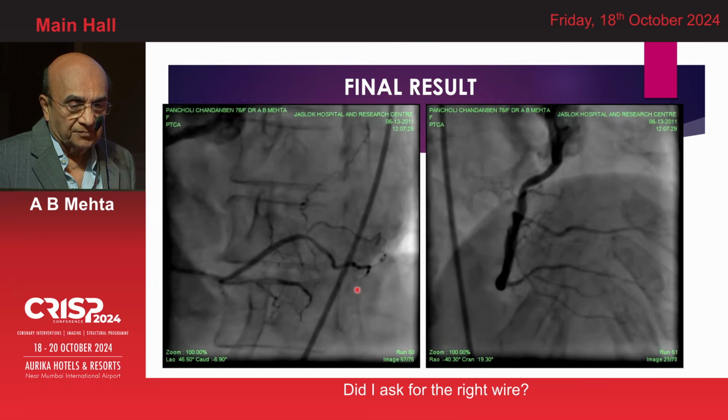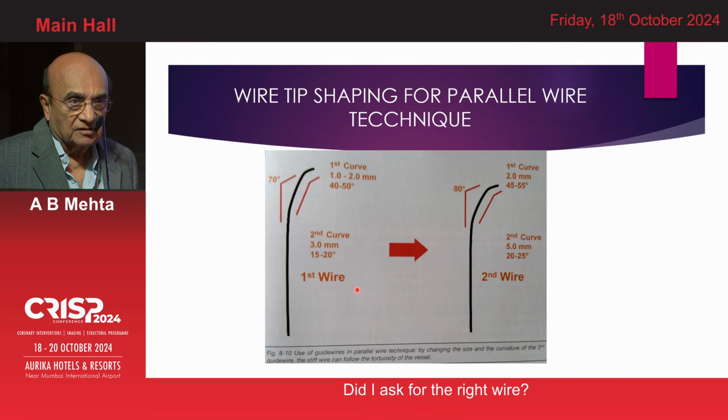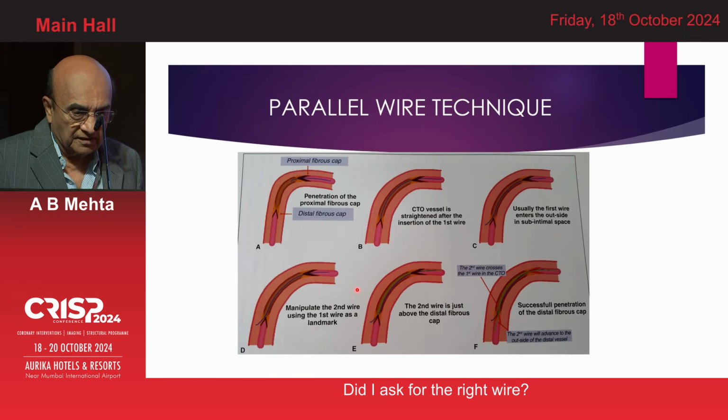And finally, while giving an angle to the wire, every wire will require a small angle. In CTO, this angle required is very small. The distal angle is hardly 1 millimeter. And then you might have to give a secondary curve, especially when you are doing a parallel wire technique. That curve is a little larger, and that we use in a parallel wire technique.